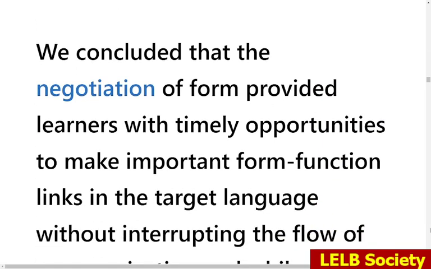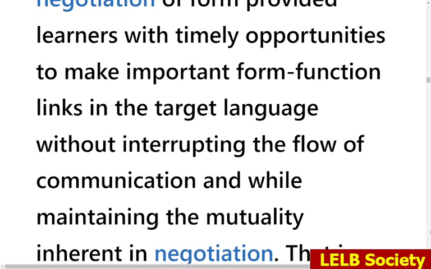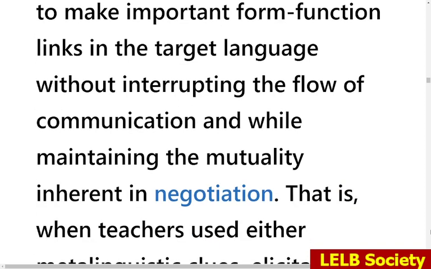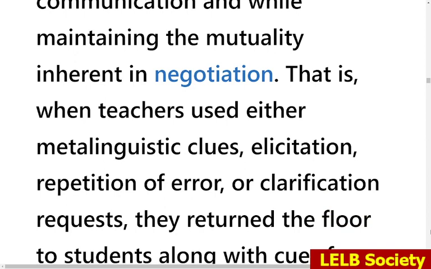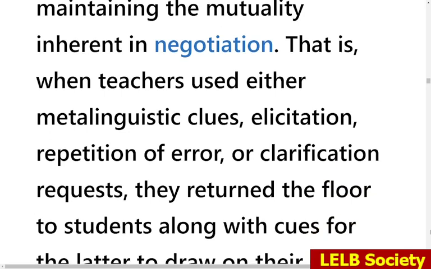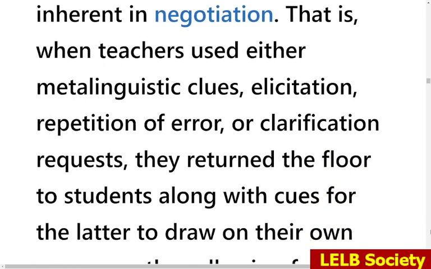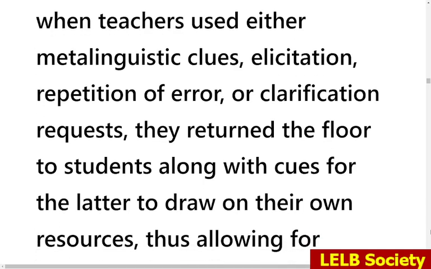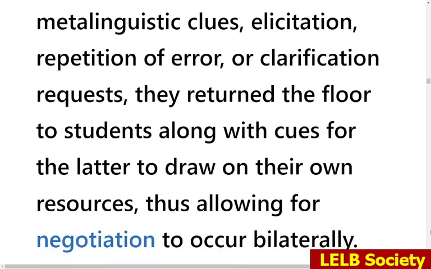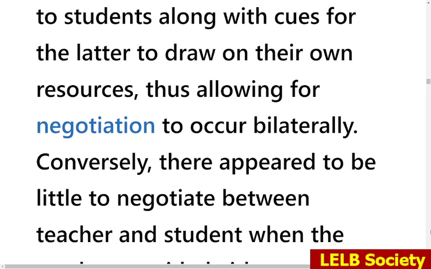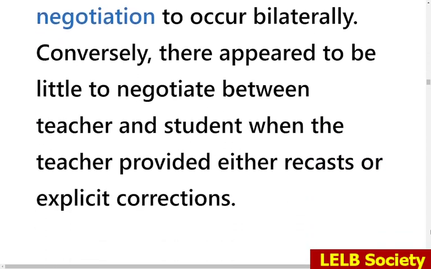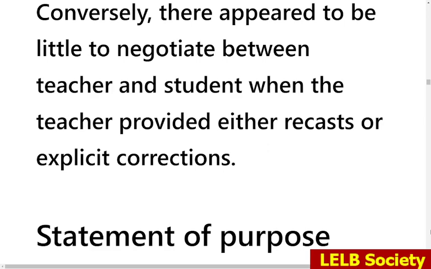We concluded that negotiation of form provided learners with timely opportunities to make important form-function links in the target language without interrupting the flow of communication and while maintaining the mutuality inherent in negotiation. That is, when teachers used either metalinguistic clues, elicitation, repetition of error, or clarification requests, they returned the floor to students along with cues for the latter to draw on their own resources, thus allowing for negotiation to occur bilaterally. Conversely, there appeared to be little to negotiate between teacher and student when the teacher provided either recasts or explicit correction.